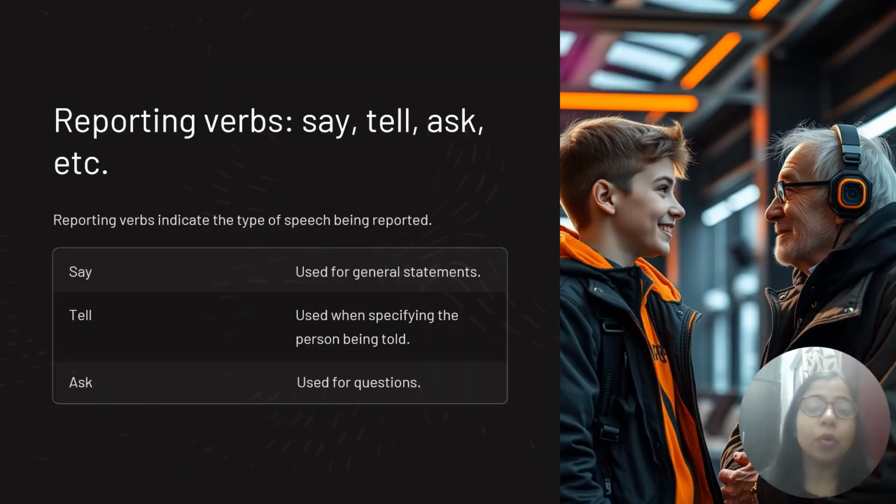Next is reporting verbs. The reporting verbs are usually say, tell, and ask. These are the most popular, and you will see these three only in your exercises and everything. First, say is used for general statements. When we are talking about any general statement someone said to someone else, just like I said right now, we will use say.